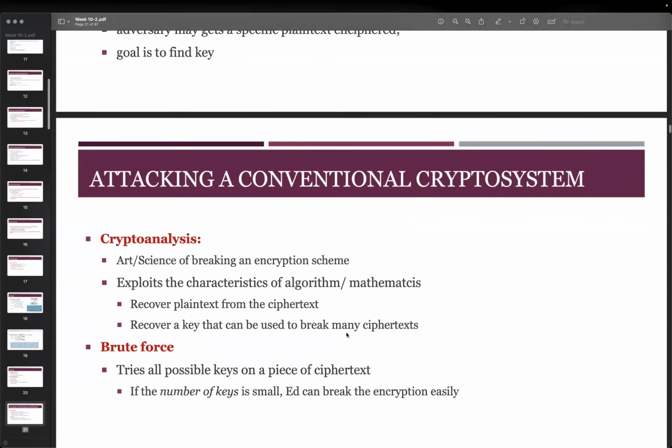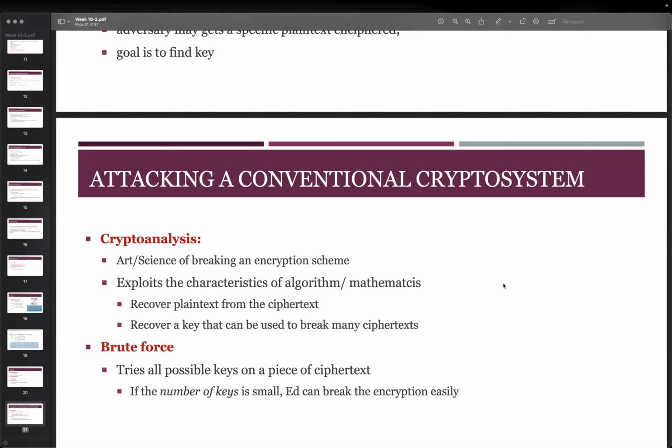And for cryptanalysis, we call it an art or a science. It tries to break an encryption scheme. We try to look for the characteristics of those algorithms, or we use math. Actually, most of the encryption or decryption is just using math. Then we try to recover a key so we can use it to carry out our cyber attacks.